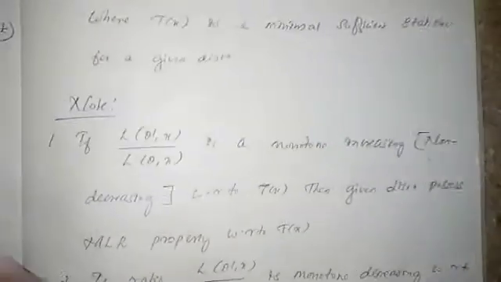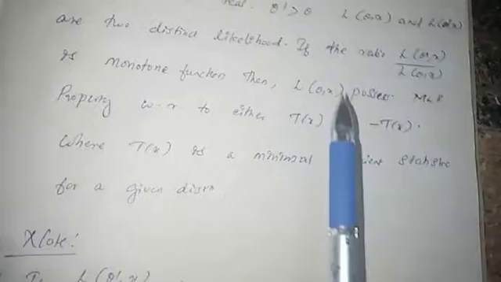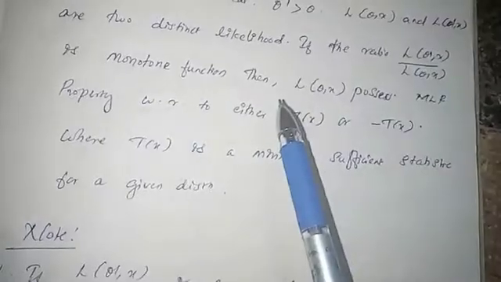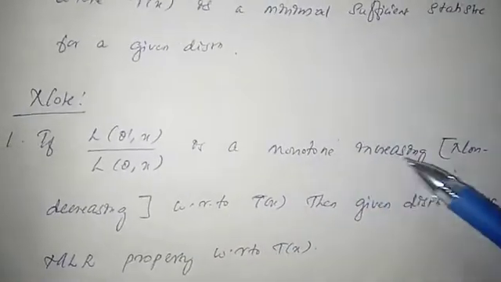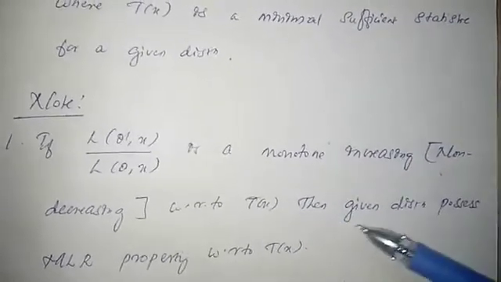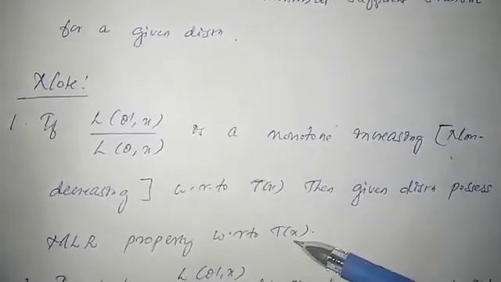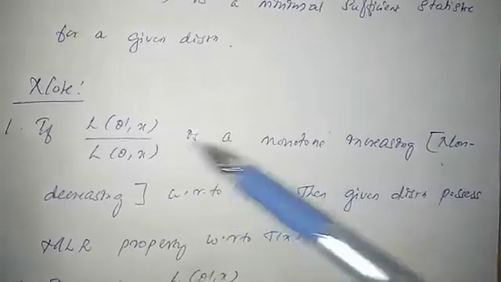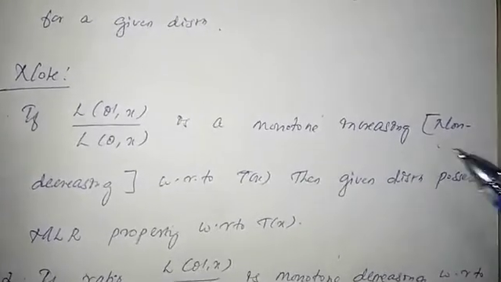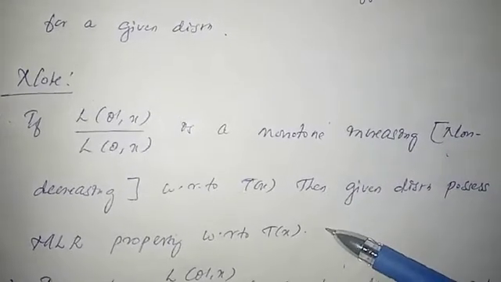There are two notes. Here it says that if the ratio is a monotone function, that means it may be either increasing or decreasing. If the ratio is monotone increasing with respect to T of x, that minimal sufficient statistic, then the given distribution possesses MLR property with respect to that minimal sufficient statistic.